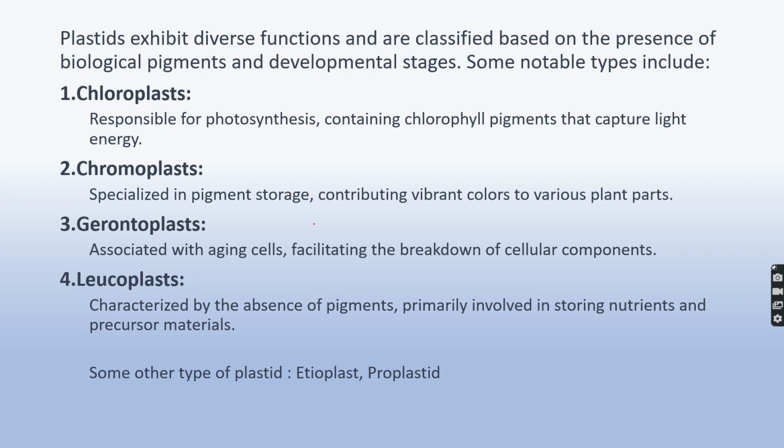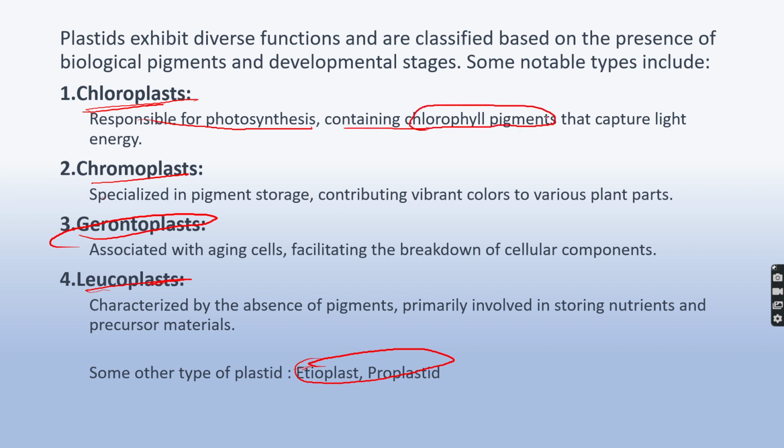Next, plastids exhibit diverse functions, and as per the function, they can be classified in three categories mainly. One is the chloroplast, second is chromoplast, and third is leucoplast. But in many books, you can find gerontoplast, etioplast, and proplastid as well. So let's understand what is chloroplast. It is responsible for photosynthesis, containing chlorophyll pigments that capture light energy.